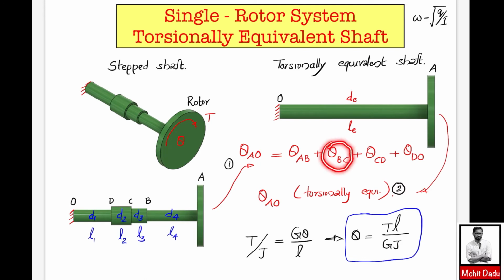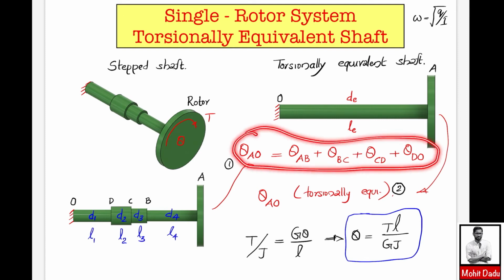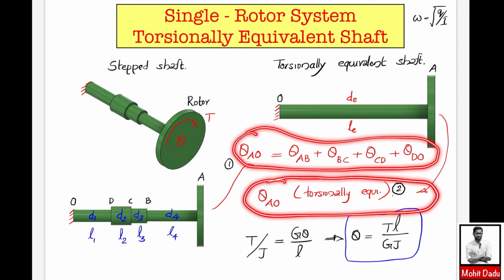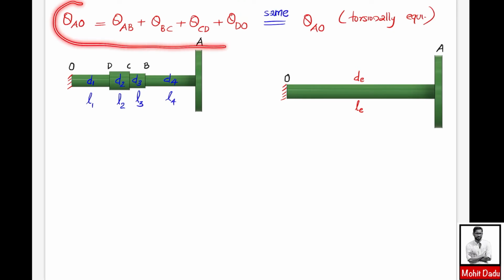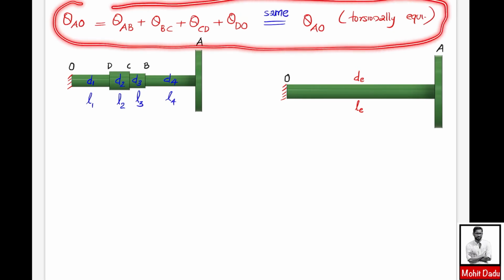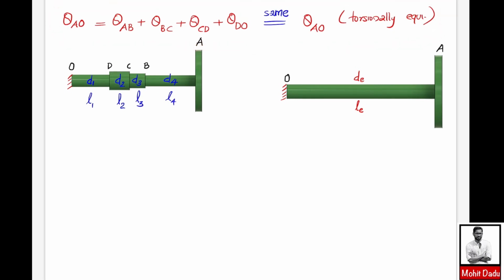Similarly, theta BC will be T into L3 divided by G into J3, which is pi D3 raised to 4 by 32. So you can relate these two equations, the main one along with this one, for finding the relation of the equivalent length or equivalent diameters. So here I can use this expression for relating the stepped and torsionally equivalent shaft.